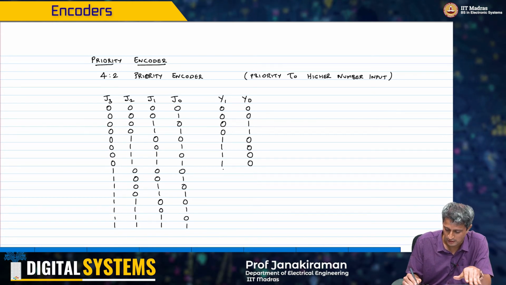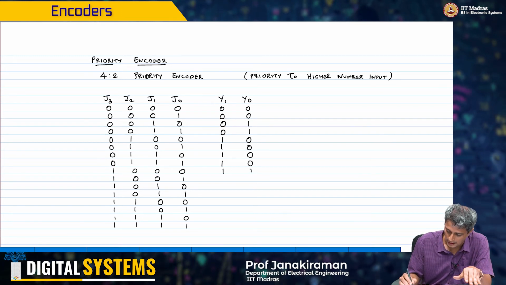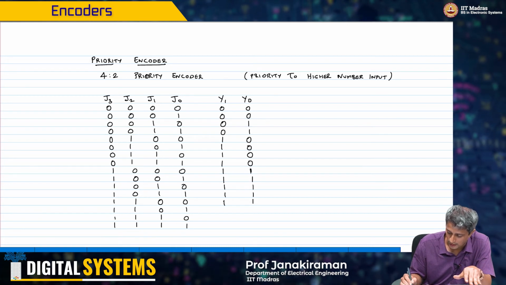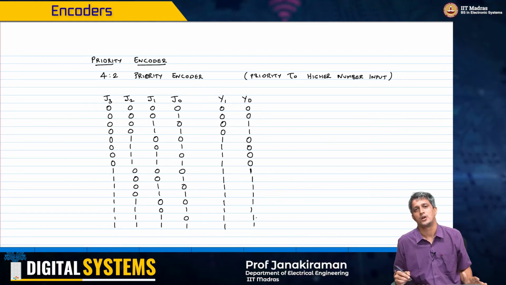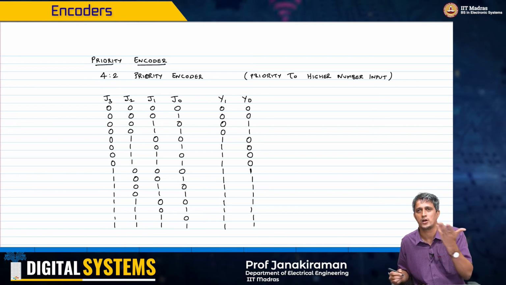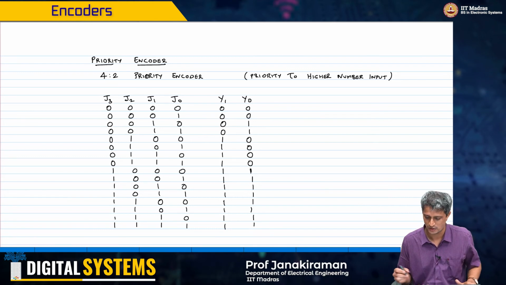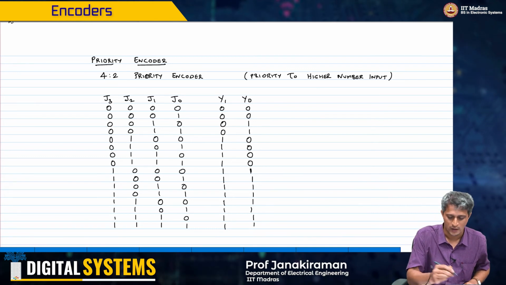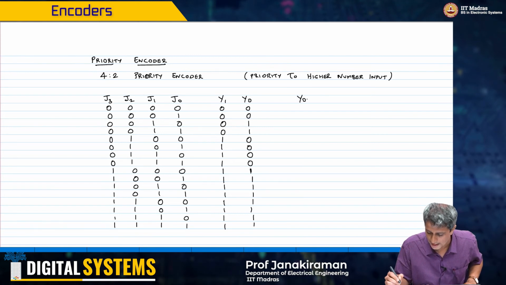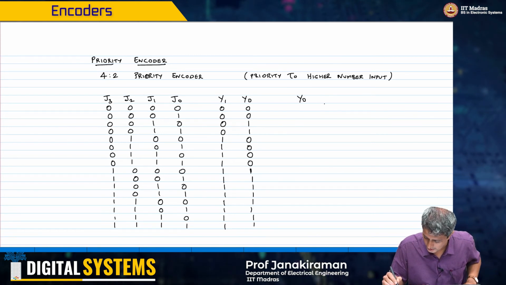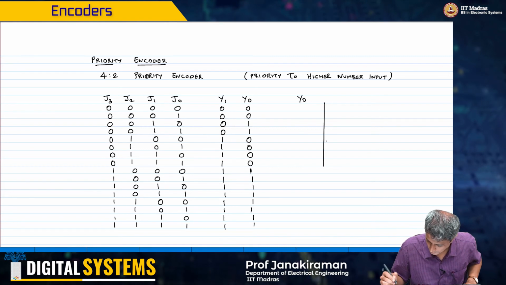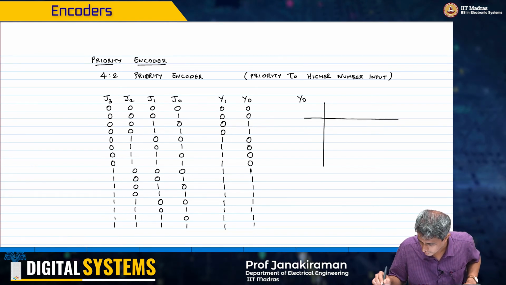Then we come to J3. J3 has gone high and therefore this is the output, and of course after this nothing matters, because it doesn't matter what the state of J2, J1, J0 is. Once J3 has gone high, the priority output is going to be exactly this. Now what you can do is solve for Y0 and Y1 in terms of the truth table, in terms of the K map that we have.